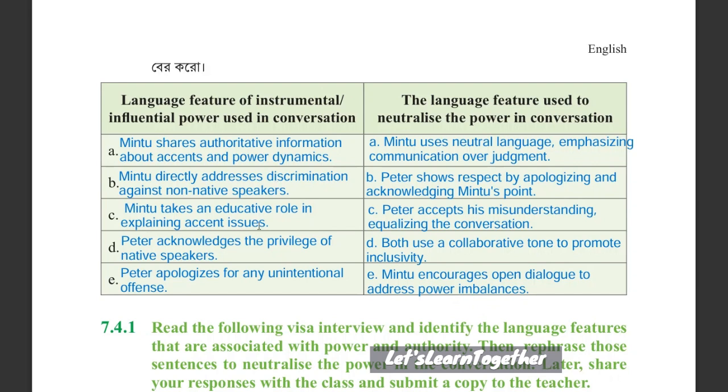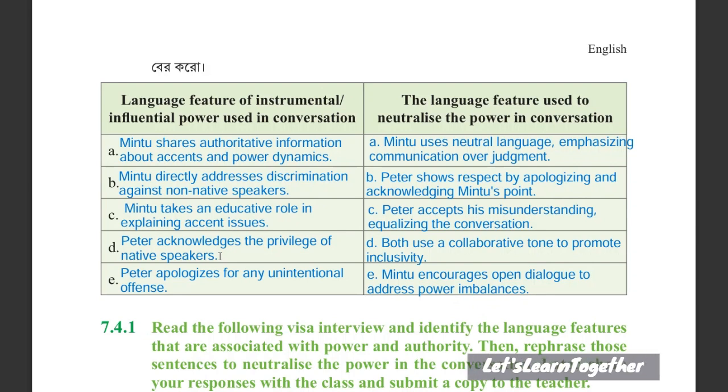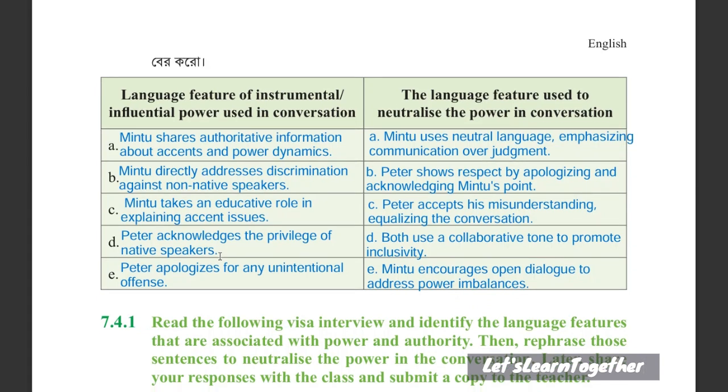Then Mintu takes an educative role in explaining accent issues. That means the issue of having different accents for people coming from different regions, or simply non-native speakers, was explained and recognized by Mintu. He educated Peter about it. Then Peter acknowledges the privilege of native speakers. That means Peter also said that yes, native speakers can have more influence or more accuracy over a specific language than non-native speakers. He acknowledged that.